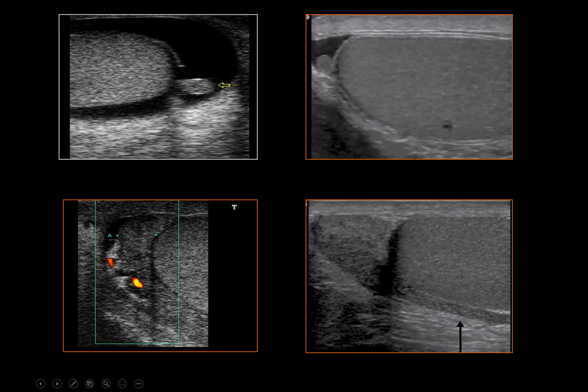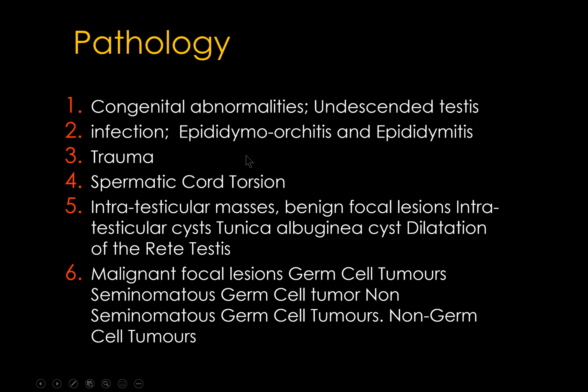Then let us go to the pathology. This is the list of pathology we'll discuss in this session. We will begin with the congenital and undescended testis.